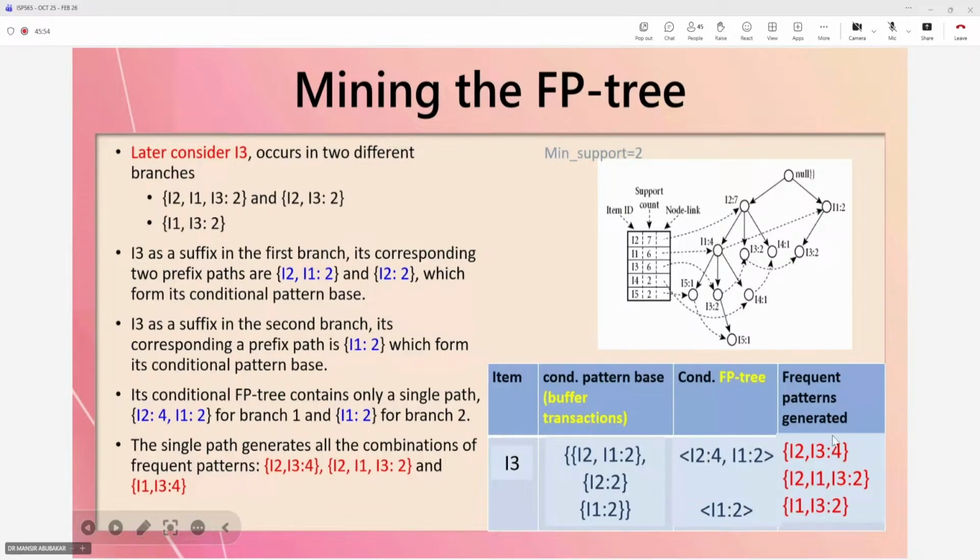Then we have the path I2, item 2, item 3, with 4 count, which is more than the minimum support. Item 2, item 1, item 3 is 2 count, more than the minimum support. Item 1, item 3 is 2 count, more than the minimum support. So this is why you see I3 appearing everywhere. You see I3 here, I3 here, I3 here. Different paths will take you to I3, so this is why you are seeing a lot of paths that can take you to I3.